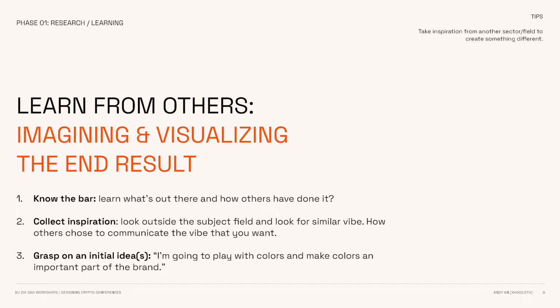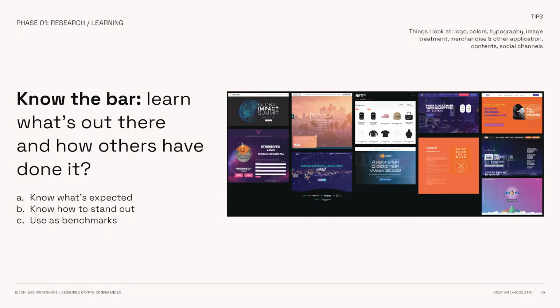There are 3 things during this process. One is know the bar. So learn what's out there and how others have done it. Usually what I do is look outside the subject field. So I look outside blockchain, outside crypto, and look for a similar vibe to what we wanted to create for this conference. At the end, we should be able to grasp the initial idea. It's like saying, okay, I'm going to play with colors and make colors an important part of this brand and design. Okay, so know the bar.